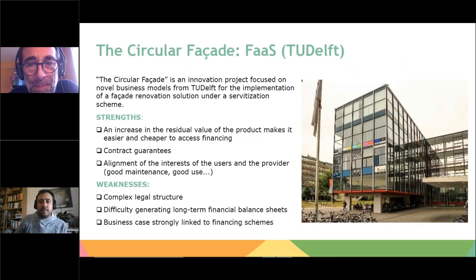Well, I will just explain an example of servitization that has already been implemented. This is a project that is not included in Houseful, but it's very interesting from this business perspective. In the Netherlands, there has been a piloting project in which a whole facade has been implemented as a retrofitting solution under a service-based scheme. So in this case, what are the benefits of doing this?